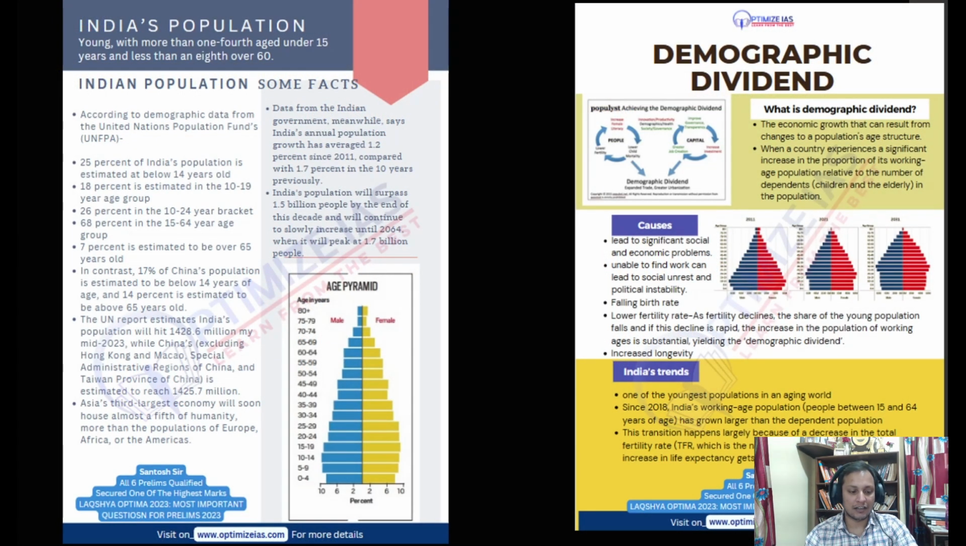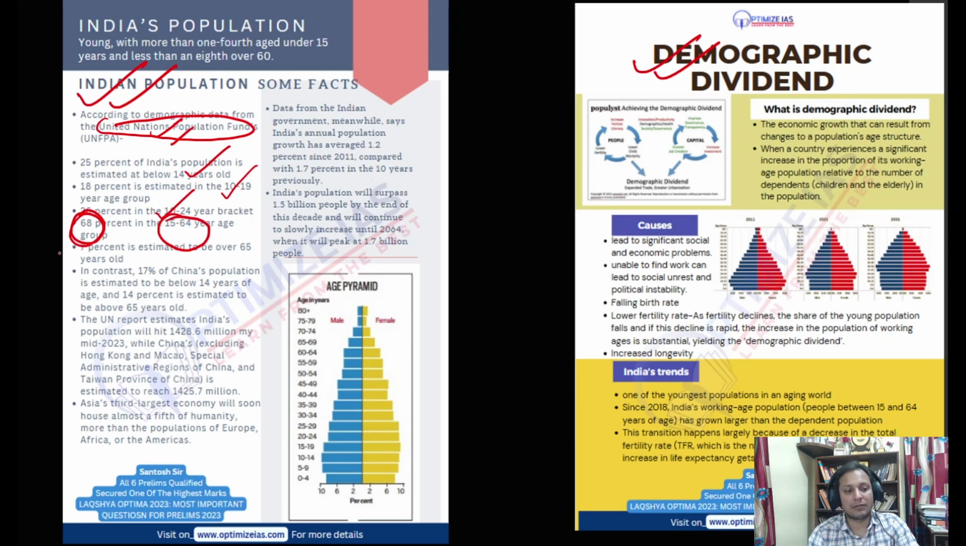So you can see here I have prepared two exciting Optima cards on this topic. One is on India's population and the other is on demographic dividend. As I told you, according to the United Nations Population Fund, this is also very important this year, India is now having the largest population in the world. 25% of India's population is below the age of 14. 18% of them are in the age group of 10 to 19. 26% of them are in the age group of 10 to 24, and 68% of them are between 15 to 64.